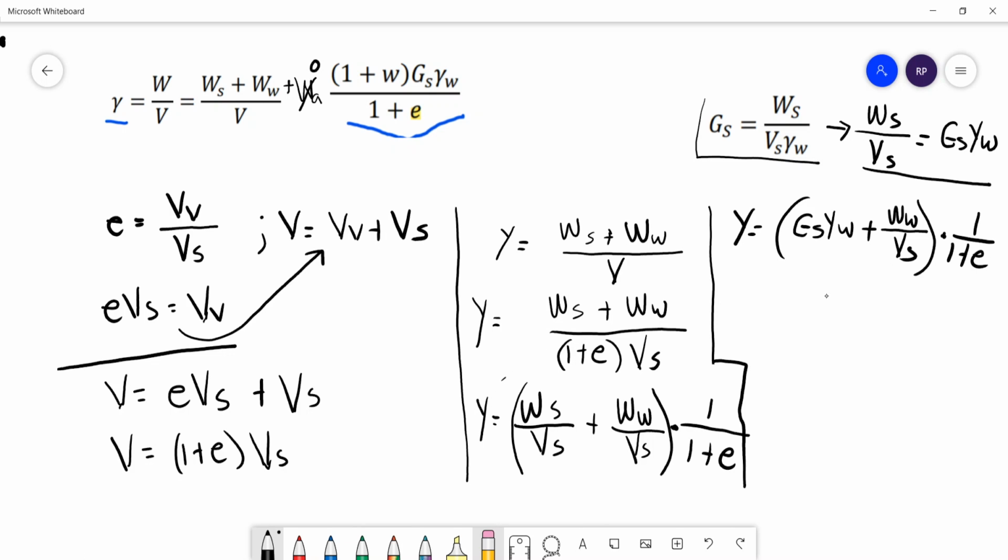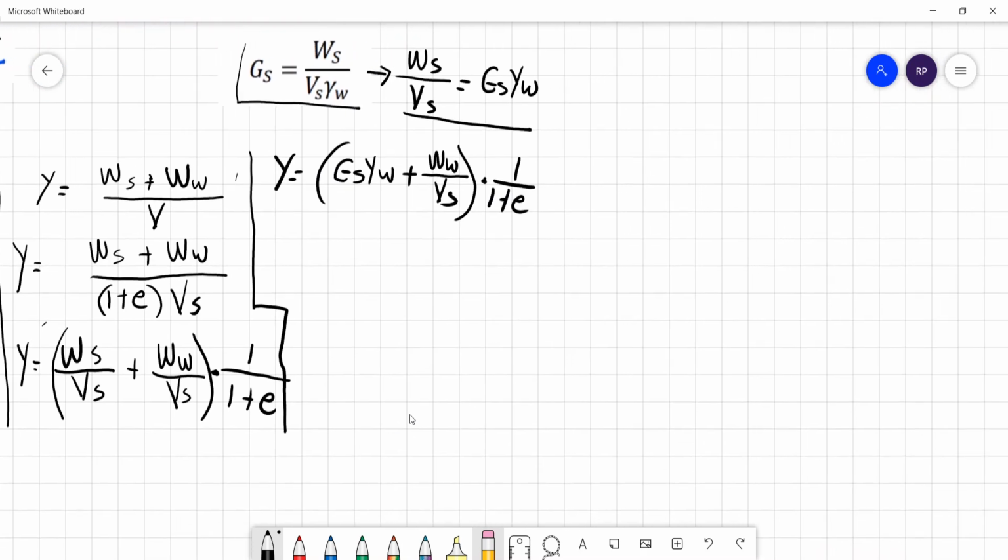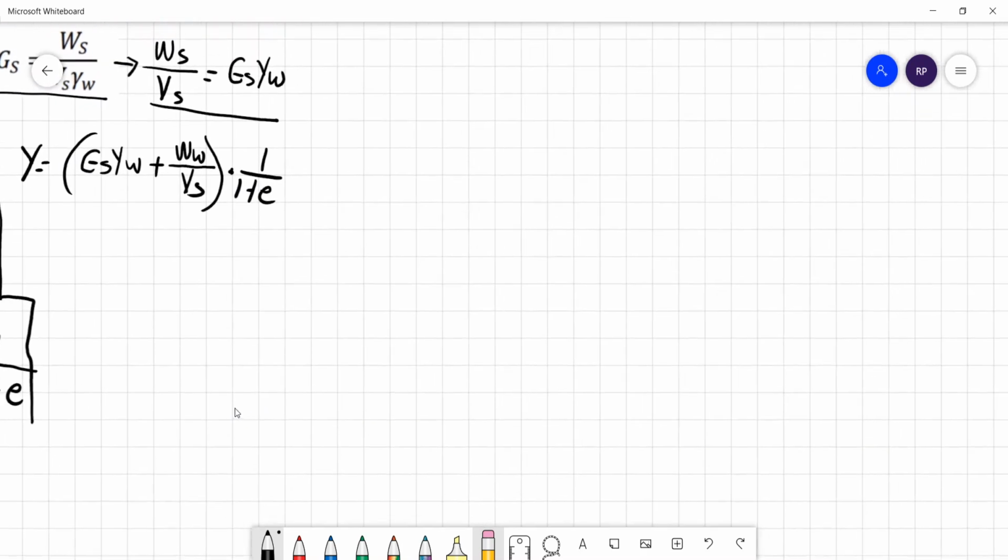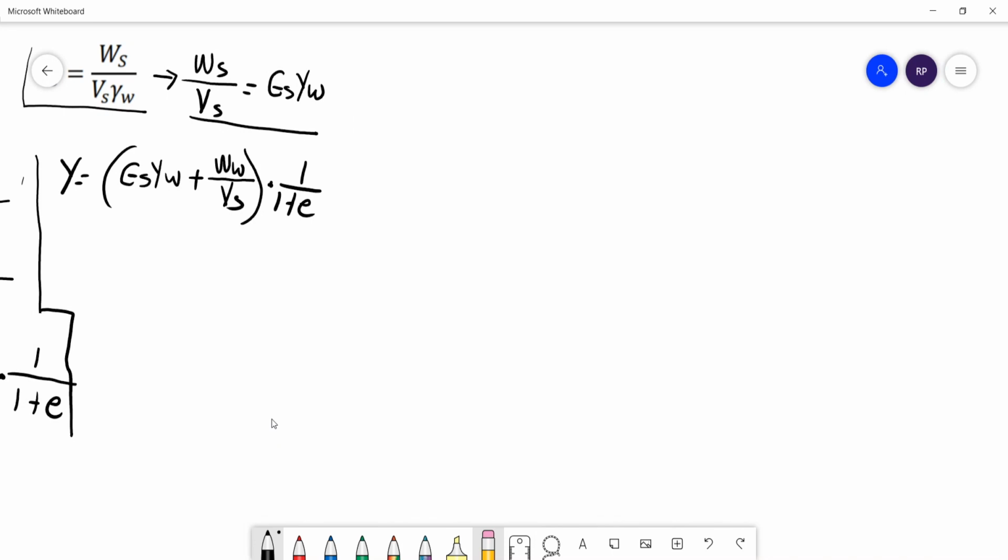Okay, so pag-usapan naman natin itong WW all over VS. So gawin natin siyang WS all over VS, also in terms of WS all over VS, para makakuha tayo ng value ng specific gravity, and YW. Okay? So, gamit ako ng ibang sheet or bababa ko na lang to. Okay. So, dito tayo.